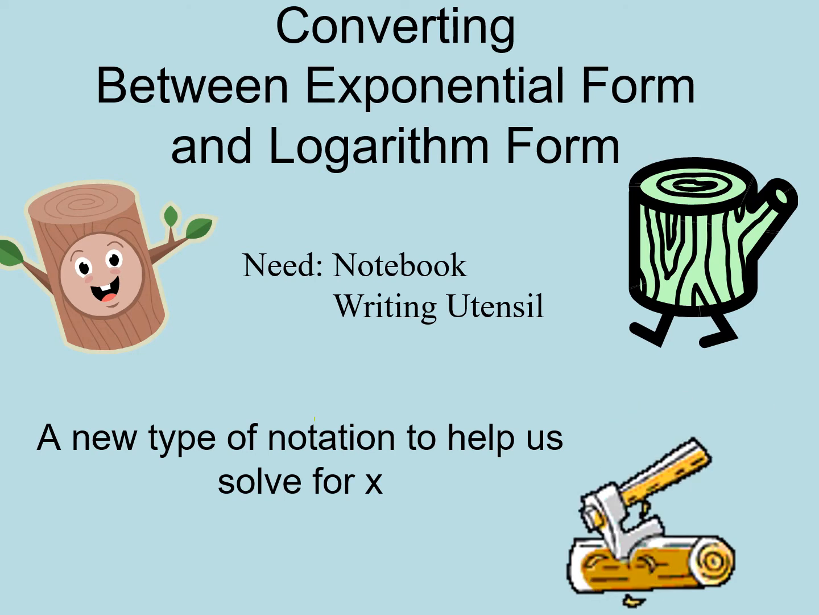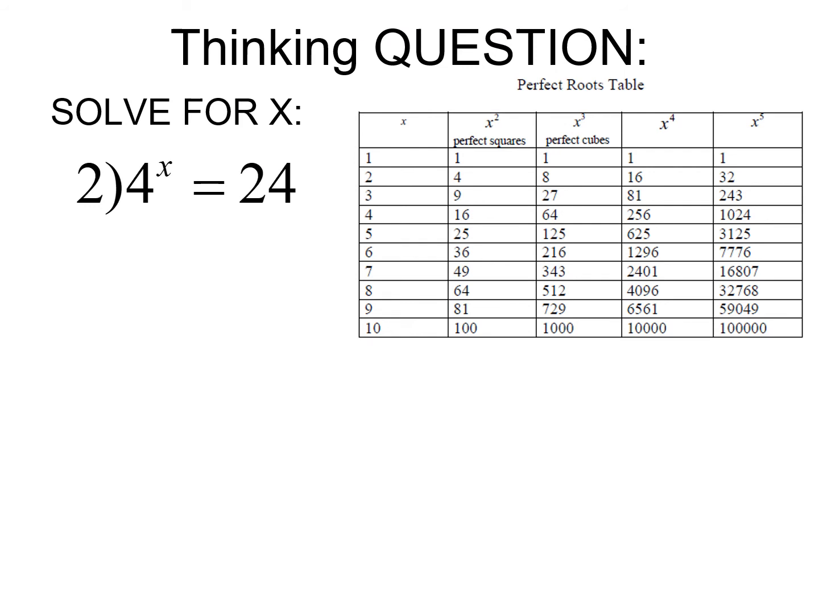So as we jump forward, let's take a second and look at this example. Okay, so this is a thinking question. Just like we were working on previously, let's see if we can change the base of 2^4 so I can get the same base and then just set my exponents equal to each other. So using your chart, your perfect roots table, is there anything in the row of 4 that I could change 2^4 to get the same base? It's not looking like I can change 2^4 into anything with a base of 4.